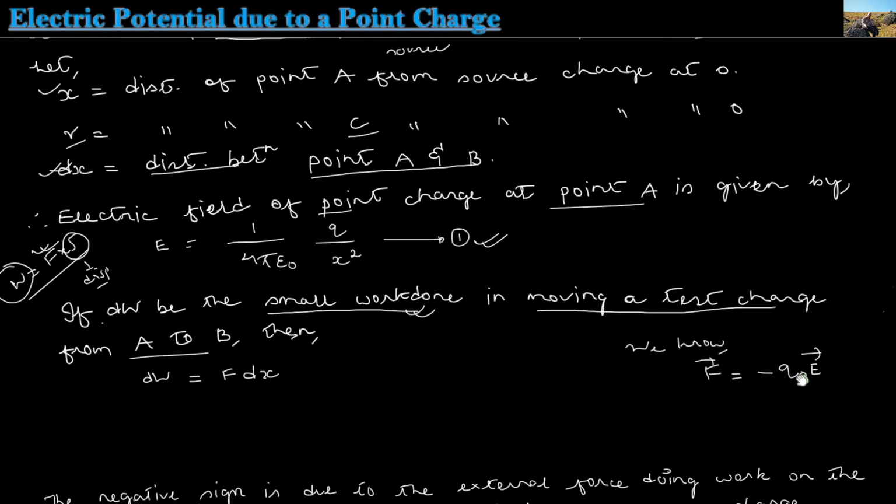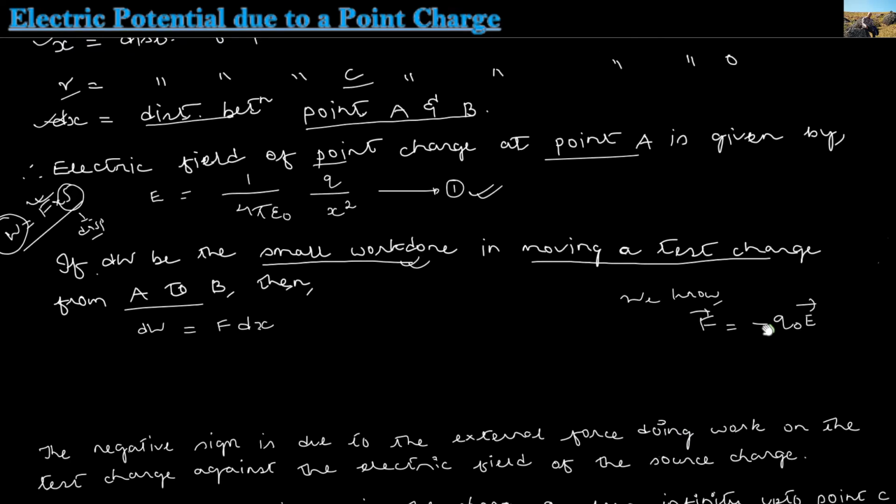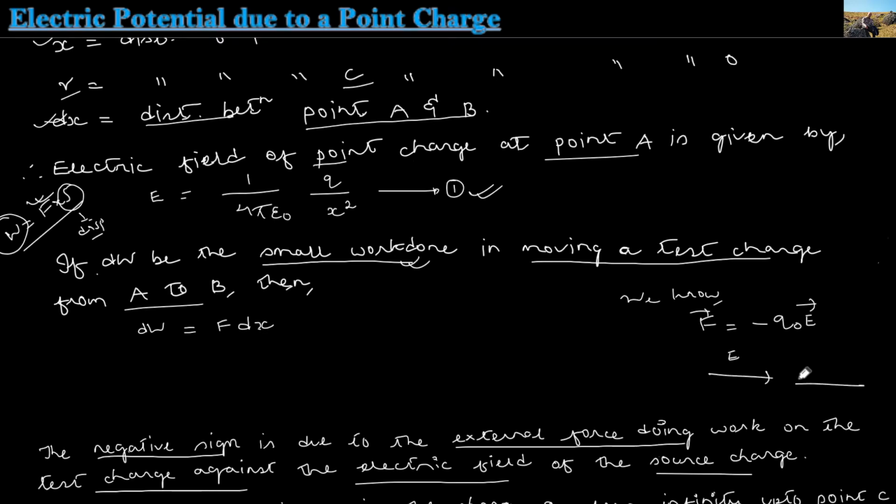So here F is equal to minus Q naught E. What is the reason for this negative sign? The reason is that the electrostatic force is doing work on that test charge against the electric field of the source charge. The electric field is in one direction, and this is the direction of your electrostatic force, so they are oppositely directed.